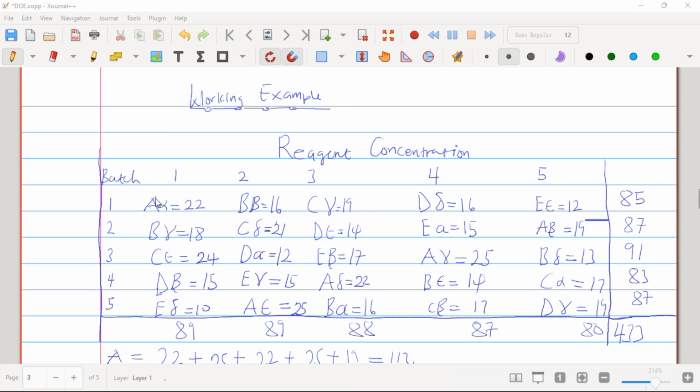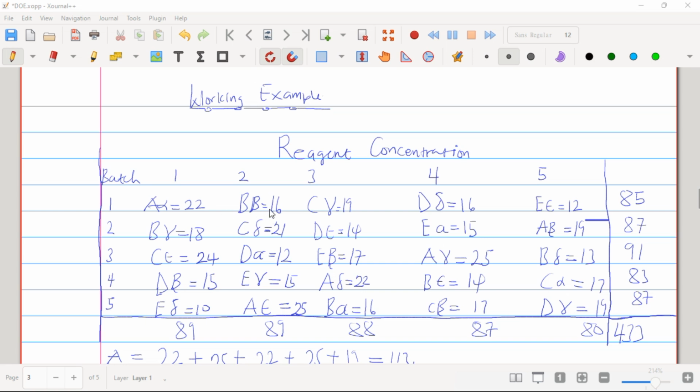So we have A alpha, which is 22, 16, 19, 16 and 12, and then 22, 18, 24, 15 and 10. What we do is just add the values for all the columns. So 22 plus 18 plus 24 plus 15 plus 10 will give us 89. Then 16 plus 21, 12, 15 and 25 will give us 89. So we just add the values for all the columns, and once you do that, we are going to get these values here. And then after that, we just add all the rows.